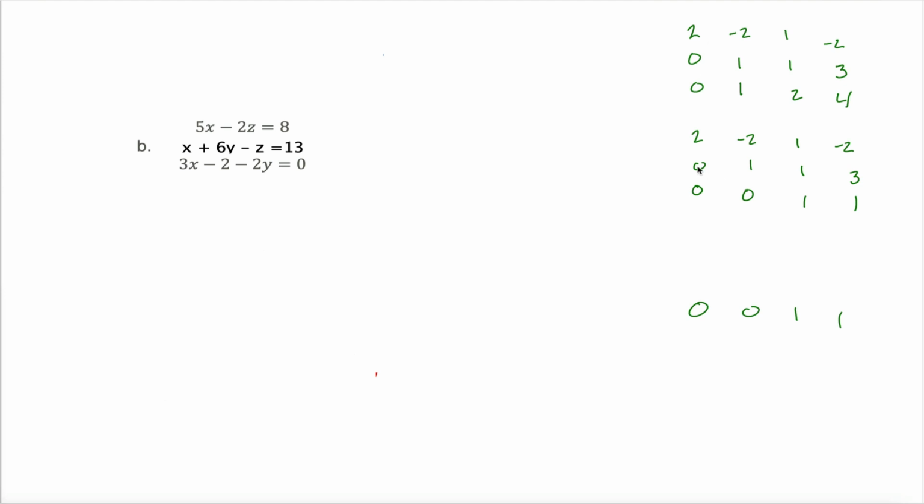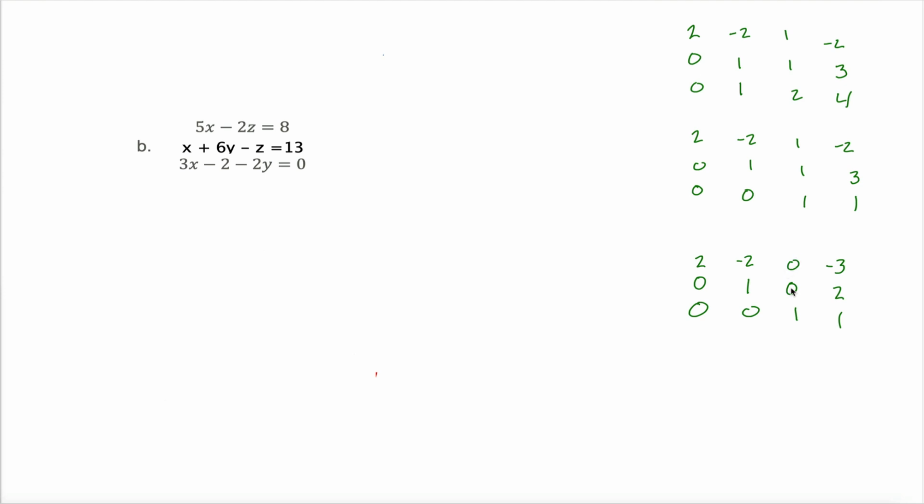The second row, I'm going to take the second row and subtract the third row. So I get 0 minus 0 gives me this 0, 1 minus 0 gives me this 1, and 1 minus 1 gives me 0, and then 3 minus 1 gives me a 2. For the new first row, I'm going to take the first row and subtract the third row. 2 minus 0 gives me 2, -2 minus 0 gives me -2, 1 minus 1 gives me 0, and -2 minus 1 gives me -3.